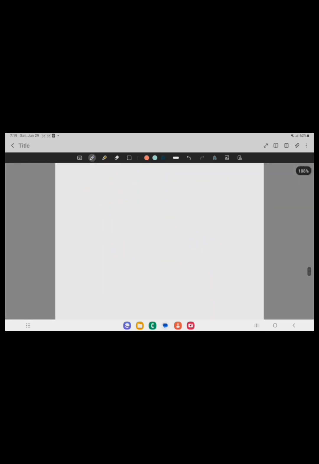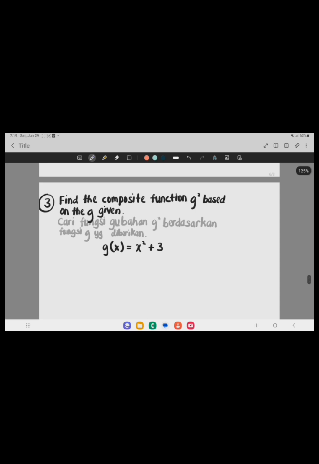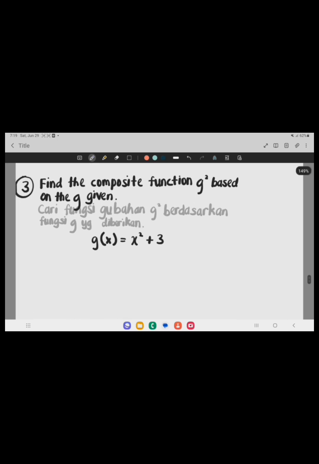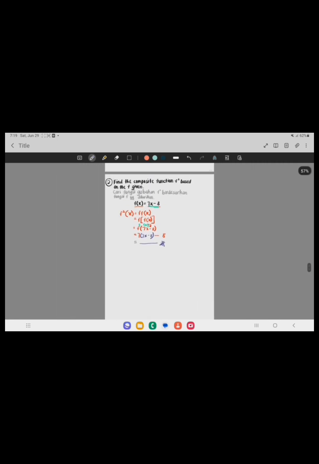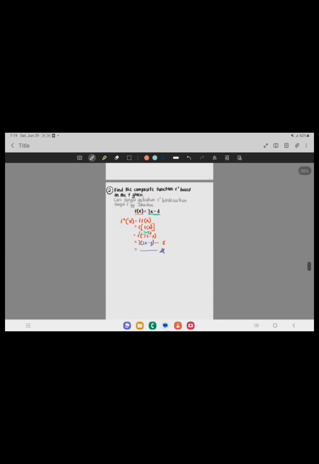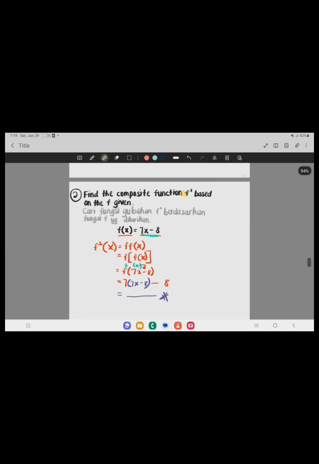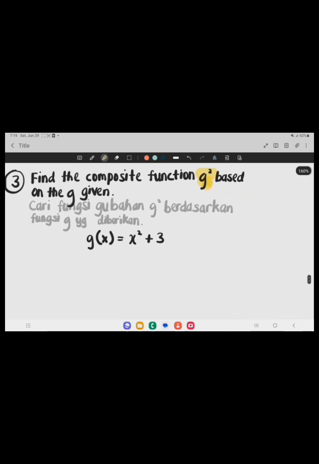Okay, so let's do another question, which is this. Find the composite function g squared, based on the g given. If you guys notice, the second question and the third question are exactly the same, except for the equation given and also the function. In this case the function is f, but here the function is g squared, but still it is the same concept. Okay, so let me do it quickly.